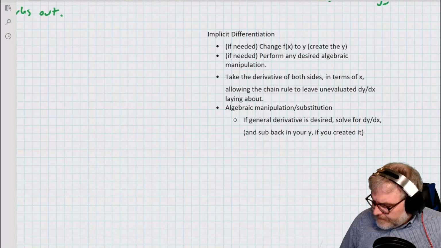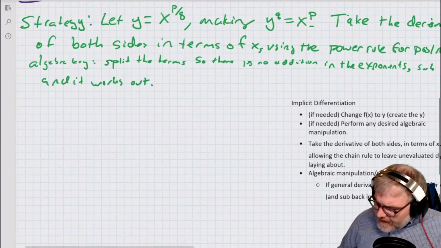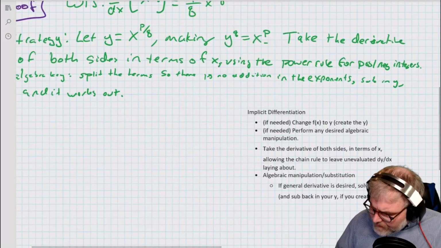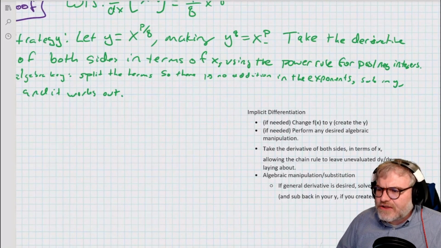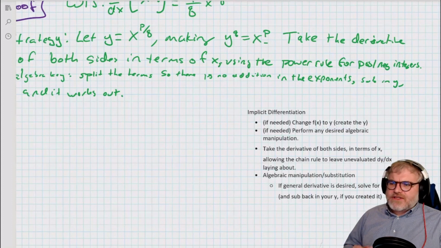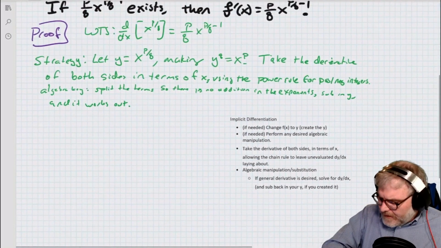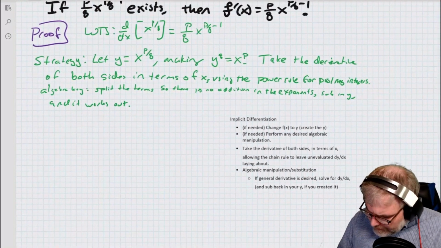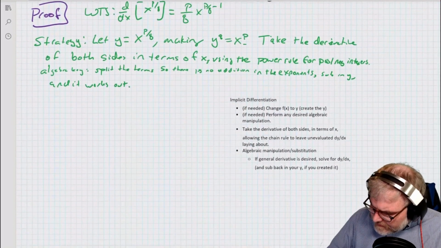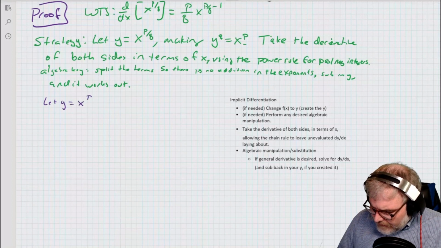All right? And sub back in your y, because I created it. And then one of the little algebra things is that I'm going to need to split the terms, and then what I'm going to need to do is just move everything to the same level. And I'll show you what that means in a minute. Okay, so in general, we'll just start out like it says. All right, let y equal x to the p over q.